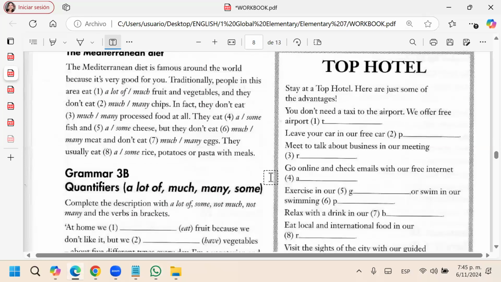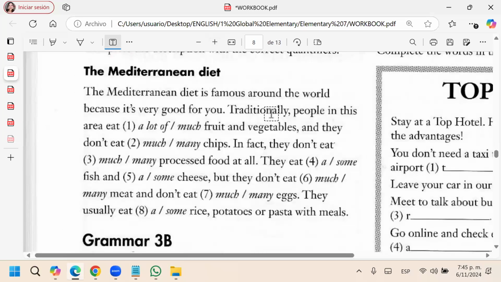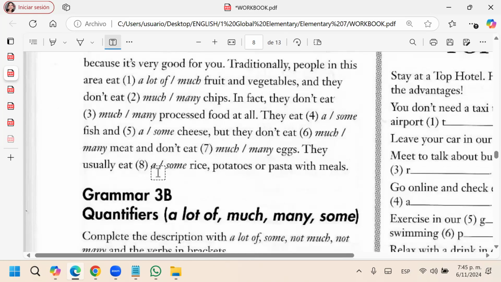Let me show you one more. I'm going to have here a paragraph about the Mediterranean diet. You know what is the Mediterranean diet? Yes, that is really healthy. It's super healthy. It's similar to the Arabic food. Well, I have here a paragraph about the Mediterranean diet, and we have to choose between the two options: a lot of, much, a, some. You have to tell me, what do you think? What's the correct option?